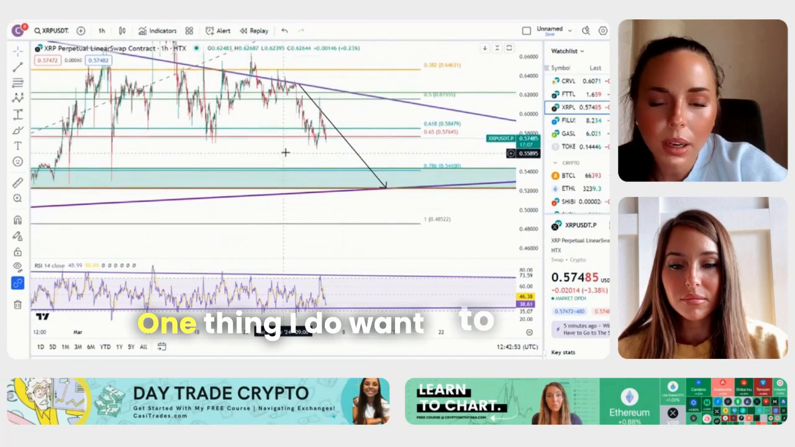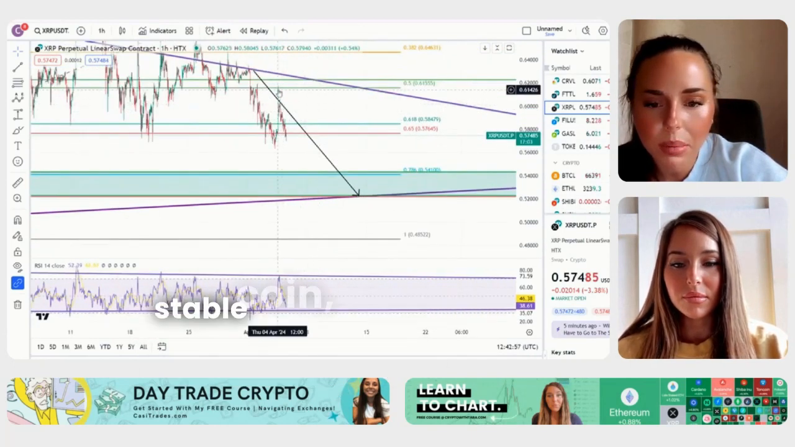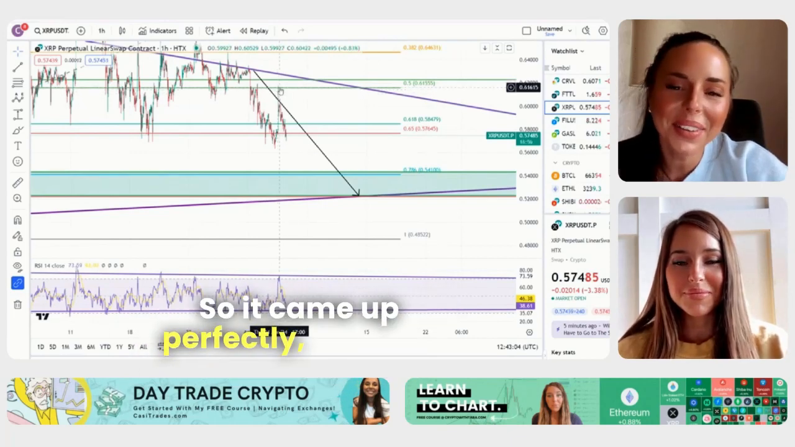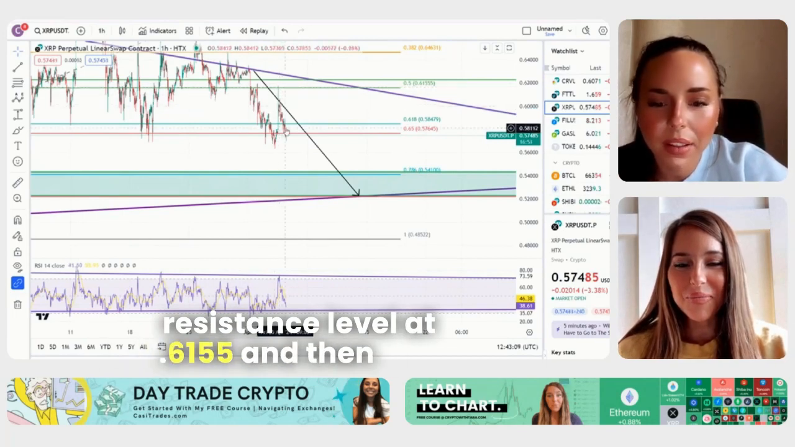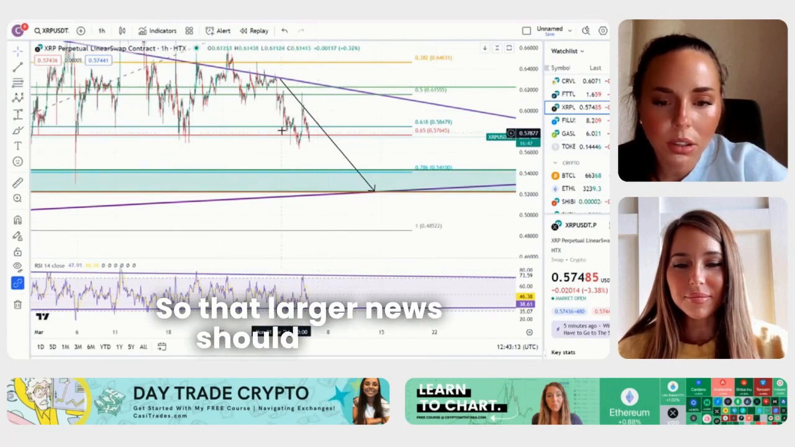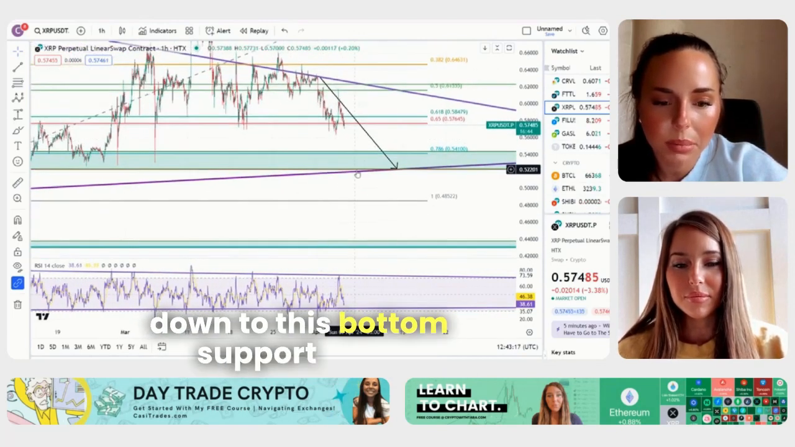One thing I do want to point out is even with that bullish news that we had yesterday on the stable coin, it could not hold that resistance level. It came up perfectly, touched this resistance level at 6155 and then had pretty strong resistance from there. So that larger news should not be stopping our plan. I still think we're coming down to this bottom support here.